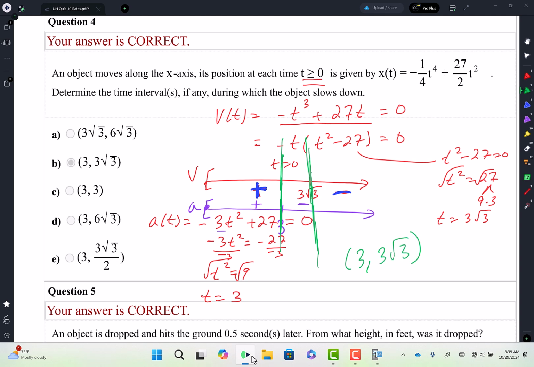That's where the velocity and acceleration have opposite signs. Does that make sense to you guys? Yeah, stop me. Demon, tell me.